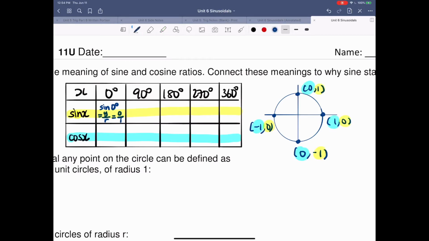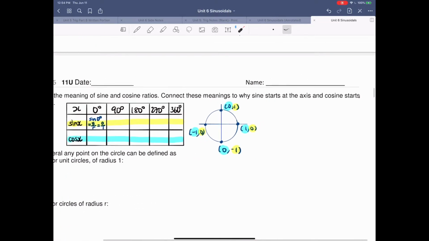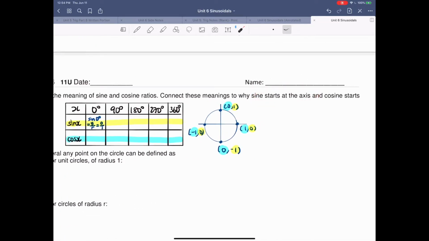We have the following. Since sine 0 degrees is right here, that means my y value is 0 and my radius is 1. And so I'm going to have 0 for this. And that is why my sine starts at the axis, because I'm starting off at a value of 0.